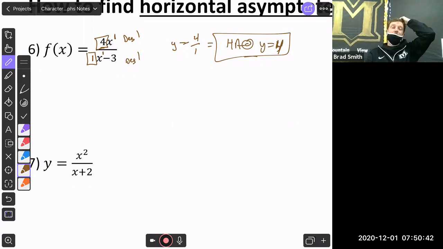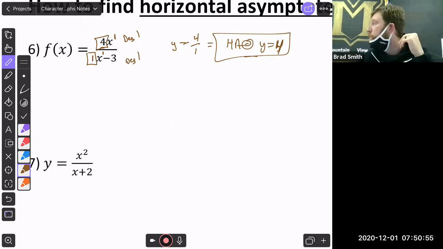So we're comparing our degrees. If the degrees are the same, we're going to look at the leading coefficient. So the leading coefficient of the numerator is 4. The leading coefficient of the denominator is 1. So we do 4 over 1. So that's where our horizontal asymptote is.